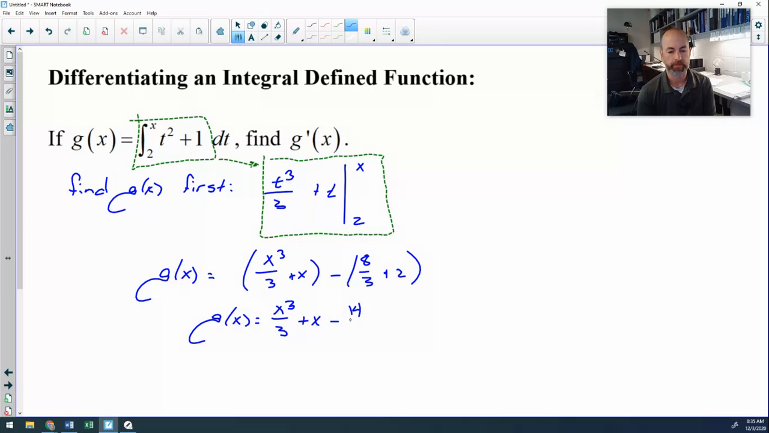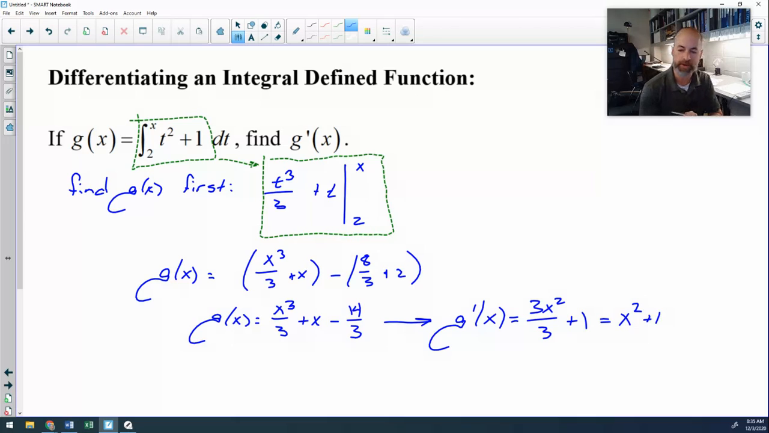14 thirds. Okay, so I just went through that process and I found the function g, but the question was not for g, the question was for g prime. So now that I've done that, I have turned g into a much more familiar function. It is just a polynomial, and I know how to differentiate a polynomial. To differentiate a polynomial, I use the power rule, and the derivative of x cubed over 3 would be 3x squared over 3. Leave the 3 on bottom and differentiate the top. The derivative of x is 1. 14 thirds is a constant, so that's going to zero out when you differentiate it.